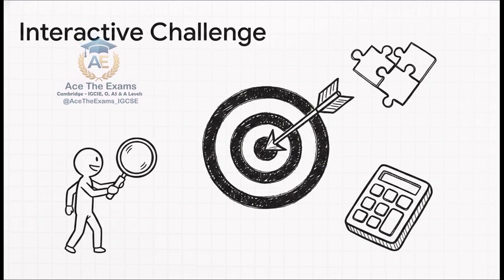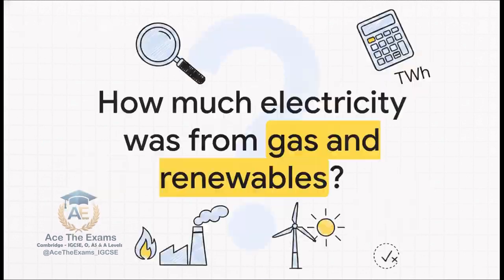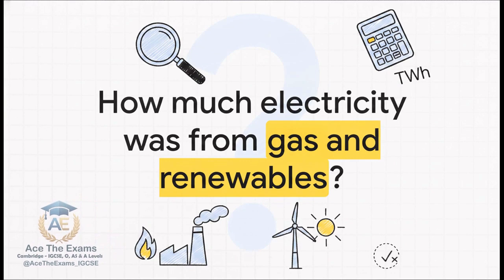Using our previously calculated 47.5% for gas and the given 23.6% for renewables, we need to calculate the exact volume of electricity produced by each. I want you to literally pause and predict your answer right now. Seriously, grab a calculator. Pay strict, meticulous attention to that syllabus requirement for 3 significant figures.